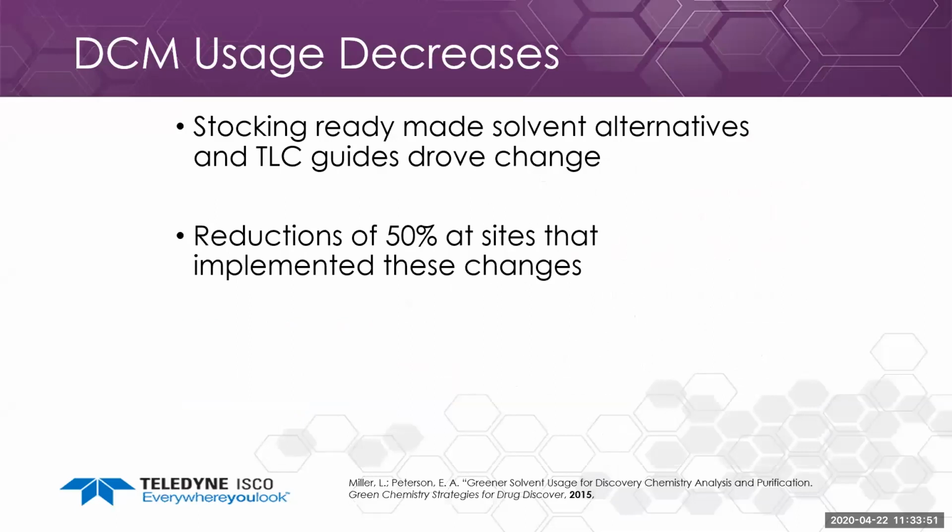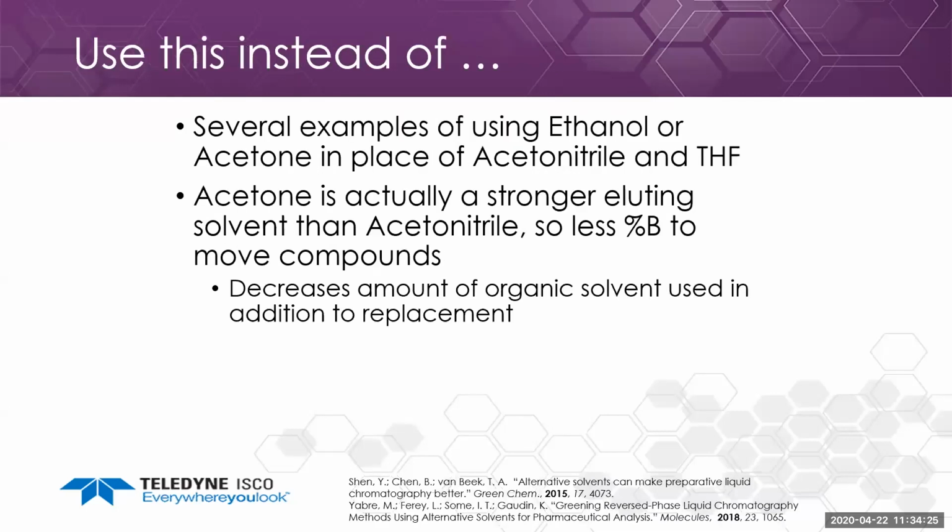If you're trying to implement decreased DCM usage on site, there are some principles, guidelines and practices that were useful. If you're stocking ready-made solvent alternatives on site, and also having TLC guides mounted near your instruments that helped guide change, sites that did this saw reductions of up to 50% of DCM usage as they implemented these changes. So to help do that, you need to educate your users and provide them access to these chemicals.